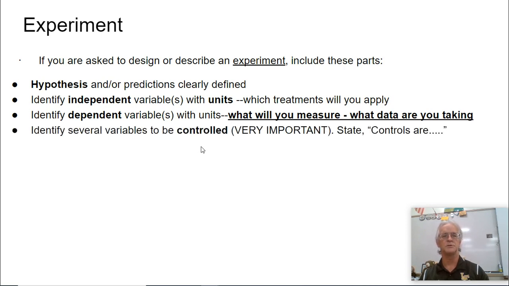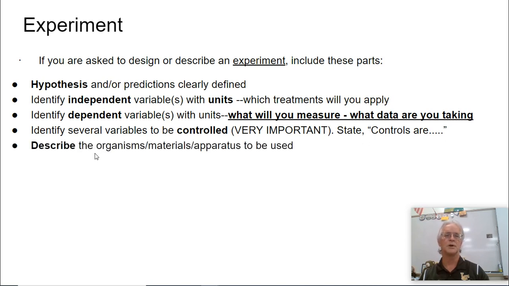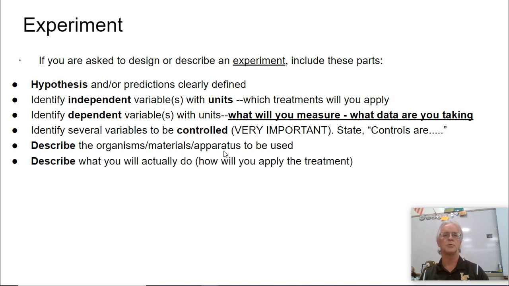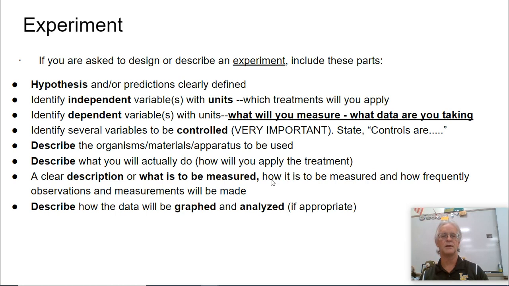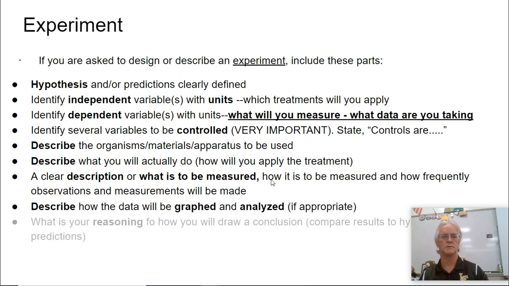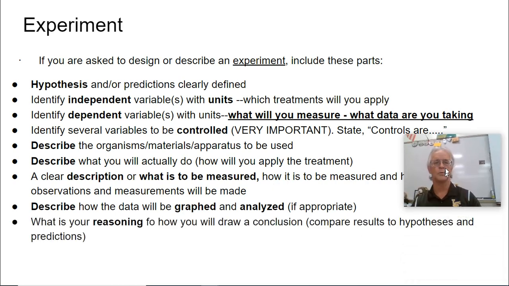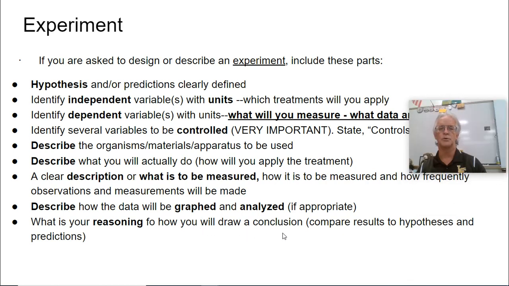Identify several variables to be controlled. The controls are: describe the organisms, materials, or apparatus that are to be used. Describe what you actually do, how you would apply that treatment. Give a clear description of what is measured, how it is measured, and how frequently the observations or measurements will be made. Describe how the data will be graphed and analyzed. What is your reasoning for how you will draw a conclusion? Compare results to hypotheses and predictions.